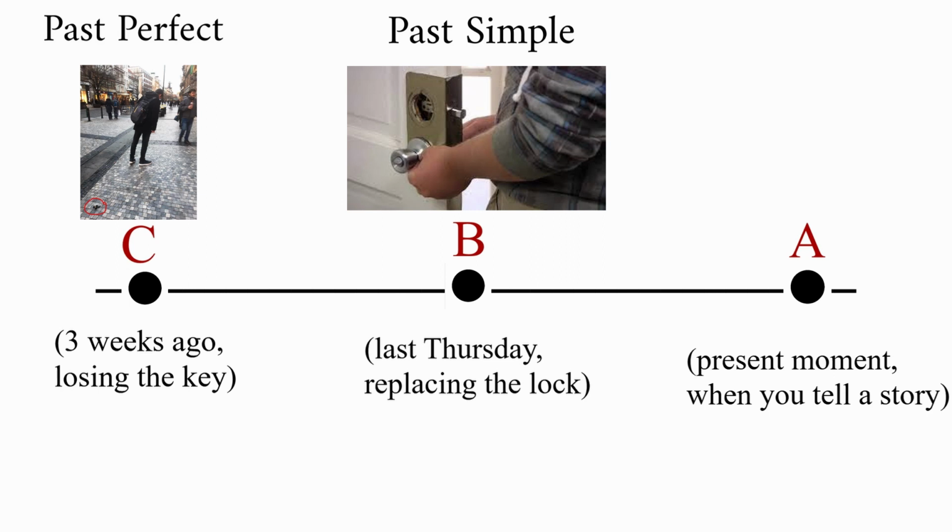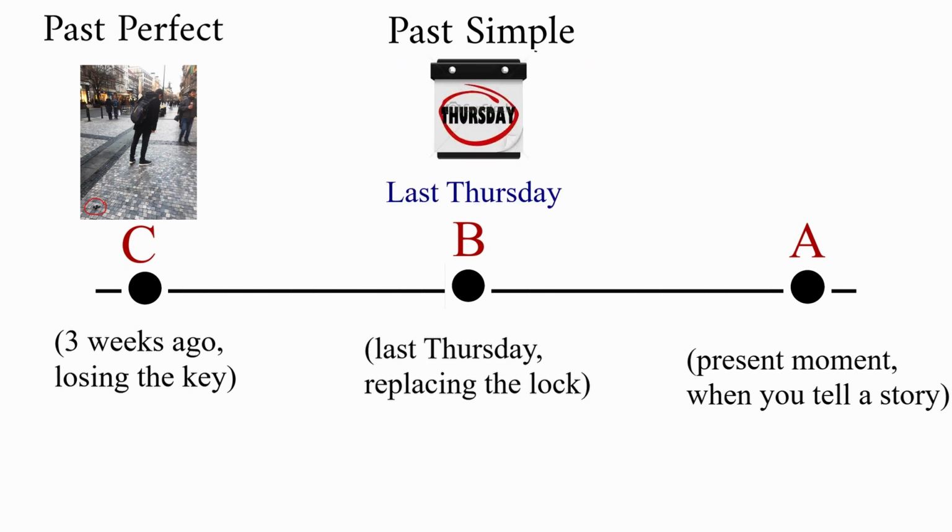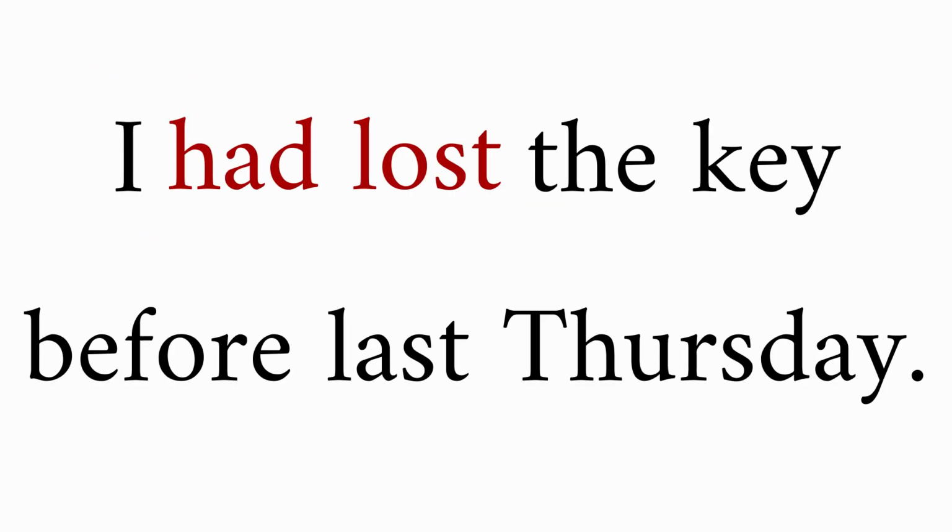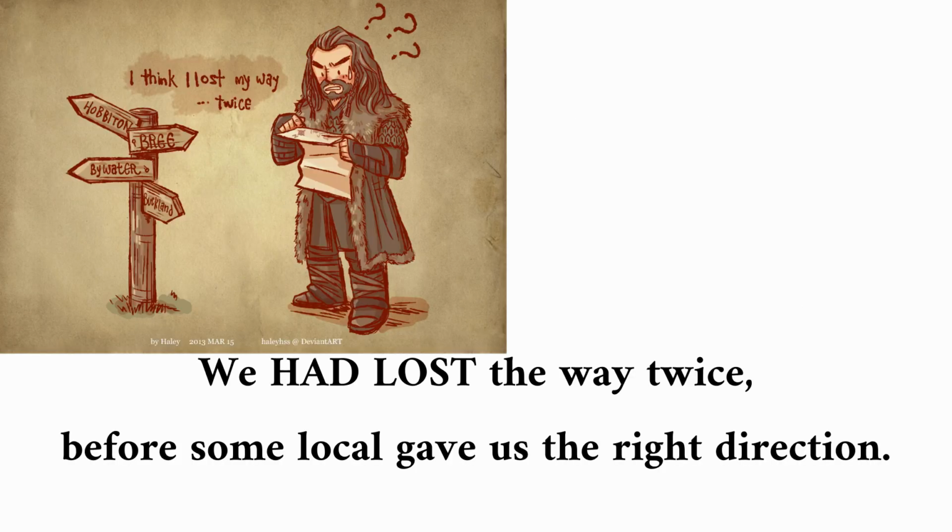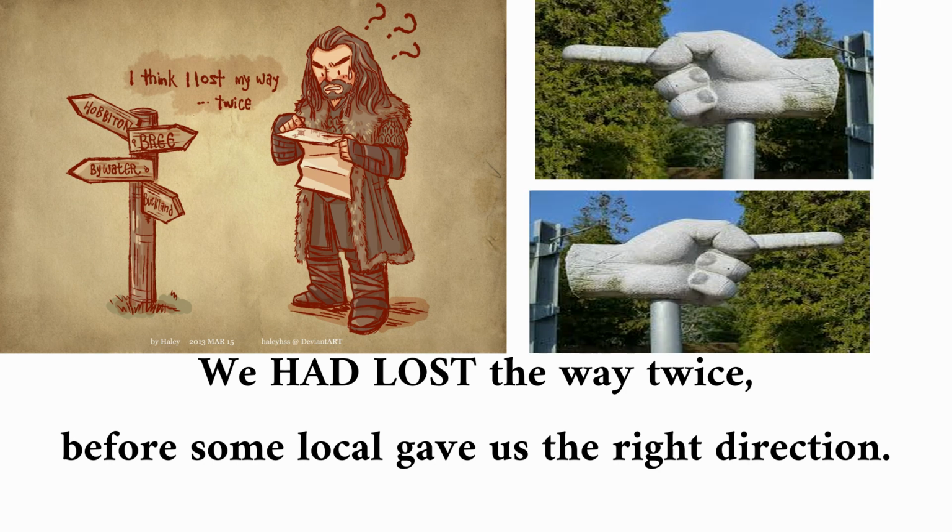This point B, expressed in past simple, may be not an action but a date. For example, last Thursday. I had lost the key before last Thursday. Last Thursday is already in the past, and losing the key was still earlier. Therefore, we need past perfect to express it. More examples. We had lost the way twice before some local gave us the right direction. Point C, pre-past action in this sentence, is losing the way, it happened in the most distant past.